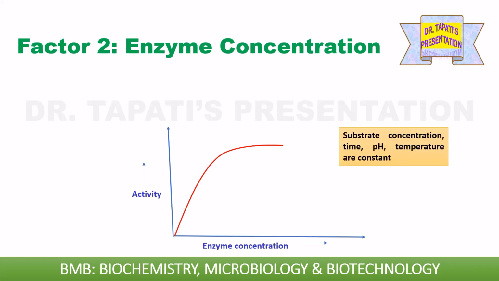A similar pattern we can see when enzyme concentration is increased, but substrate concentration, time, pH, temperature are constant. Initially, as the concentration of the enzyme is increased, activity proportionately increases, as more enzymes are available to form enzyme substrate complexes. Then it remains constant, or we find a plateau, because there are not enough substrate molecules to bind with the extra enzymes.